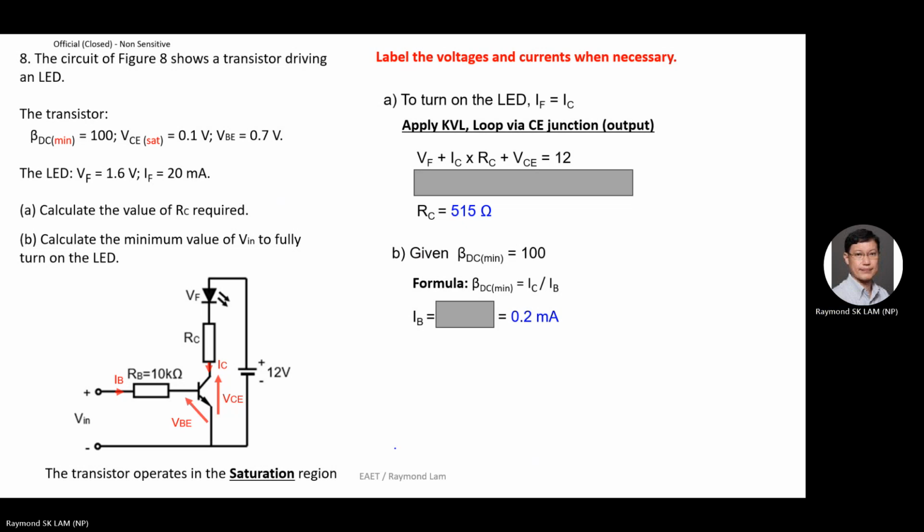Maybe I just walk around. Any question you can ask. What is the saturation? Yeah, I will explain after I do all the calculation. I will explain. IB equals 1 divided by beta. I see.